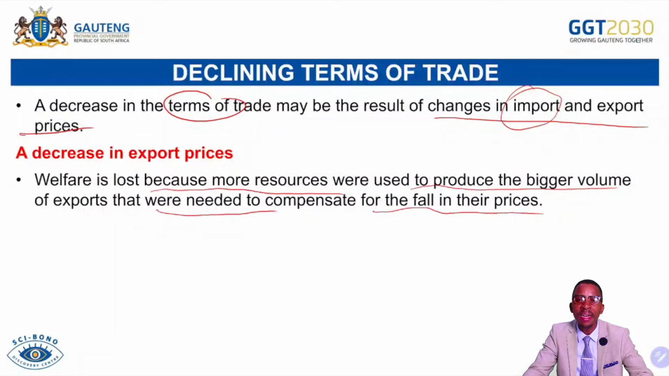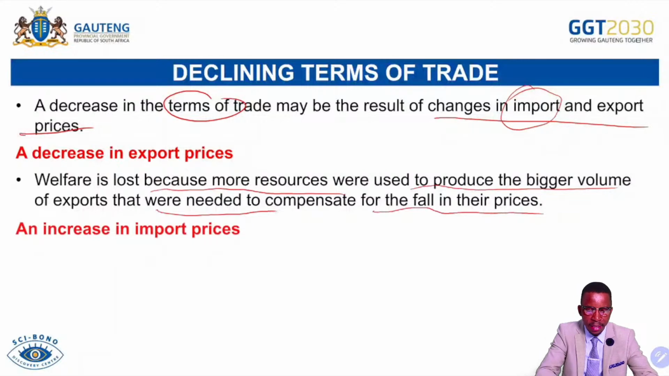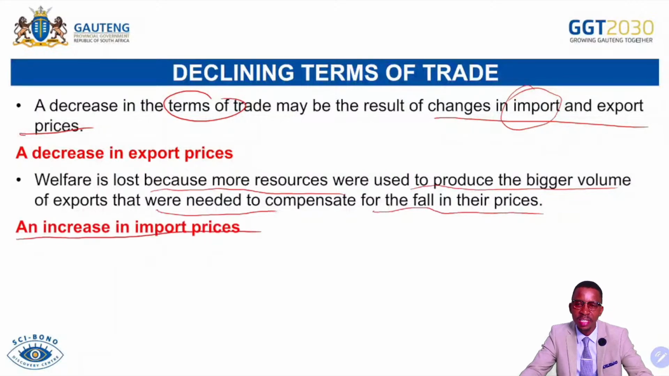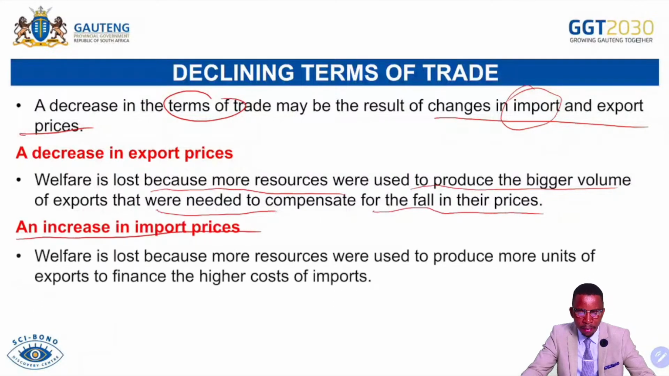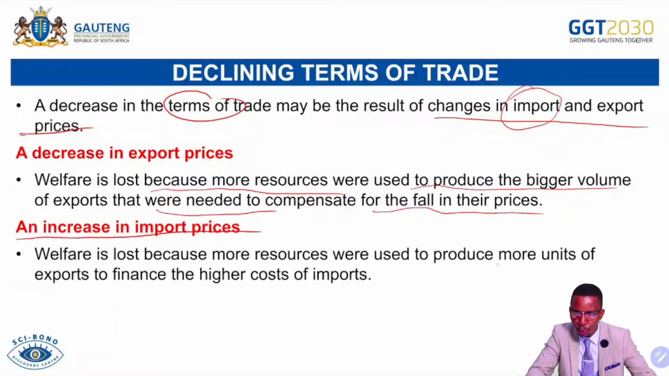So it might be a greater loss for our local firms or exporters due to the fact that they produce at a higher cost. Right now, they have to sell their exports at a lower price because of the decrease in export price. So it leads to what we call a welfare loss and also loss of profits. The increase in import prices, what is the effect of that? So welfare is lost because more resources were used to produce more units of export to finance the higher cost of imports.